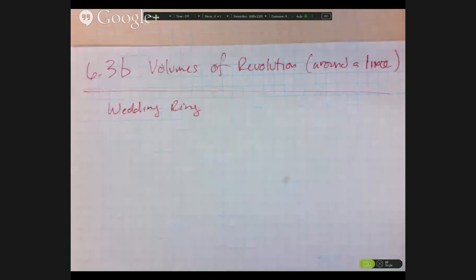I know none of you have a wedding ring, but this is a classic calculus problem. It's called the wedding ring volume. Okay.